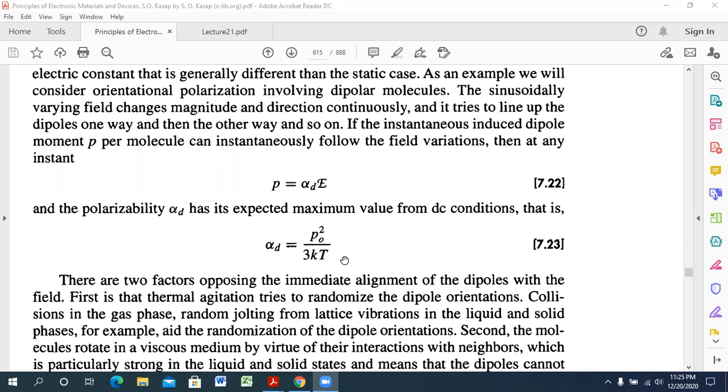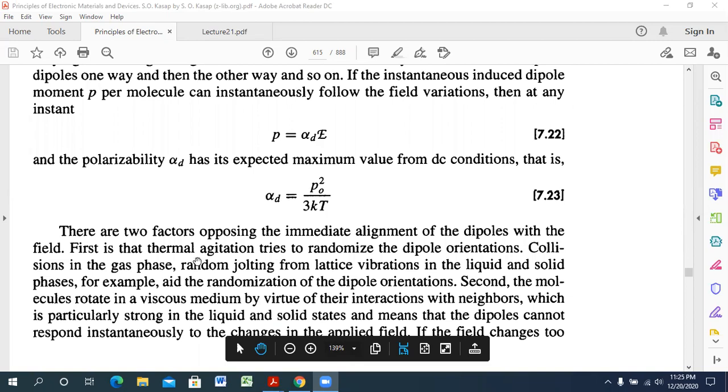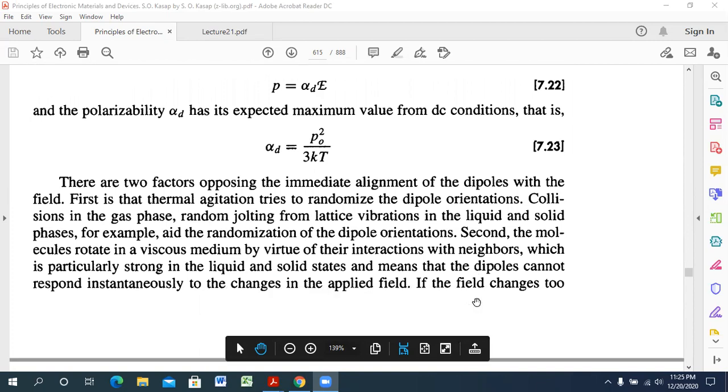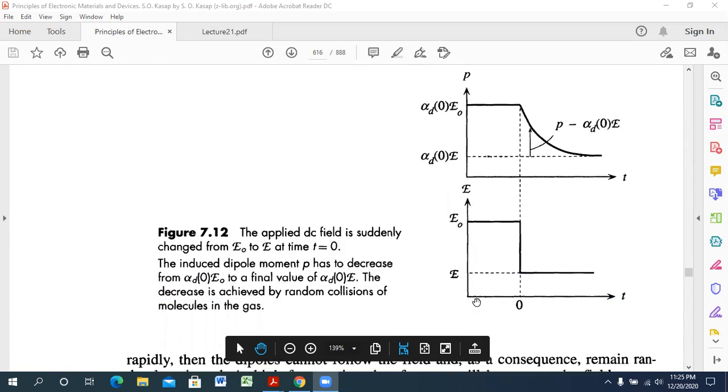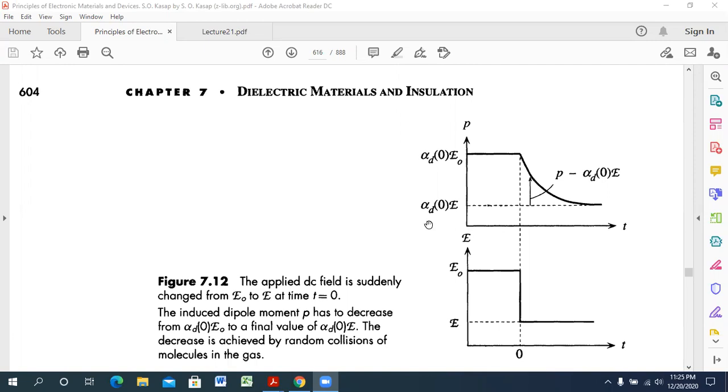Now, there are two factors opposing the immediate alignment of the dipole with the field. The first is thermal agitation, and the second is that the molecules rotate in a viscous medium because of the interactions with their neighbors, that is, the interaction of two neighboring molecules. We will explain this figure later when we go through the equation, but initially I am just giving you a brief overview of these things.